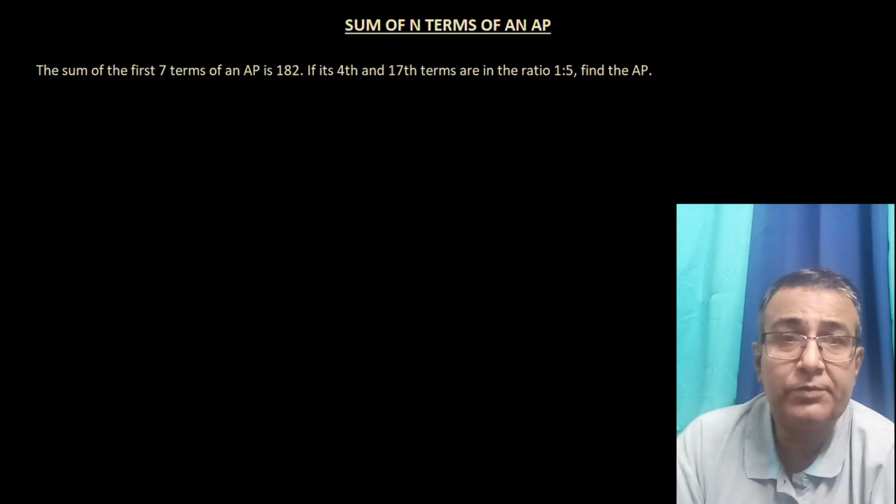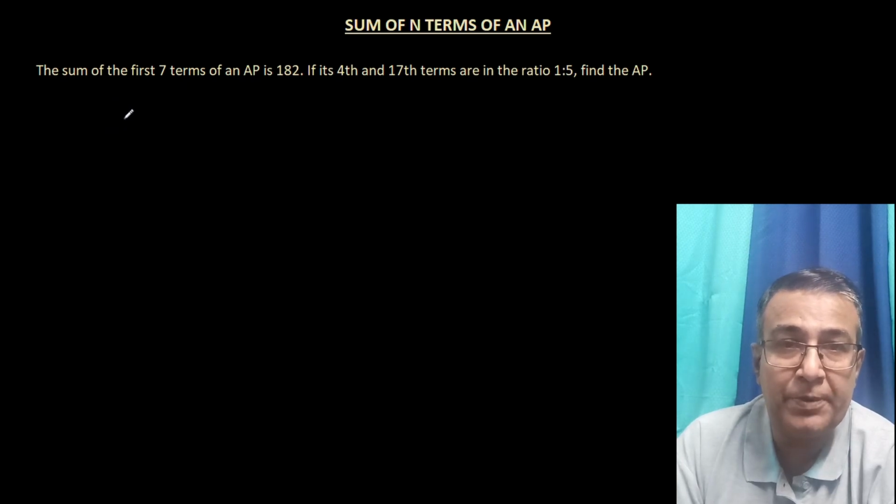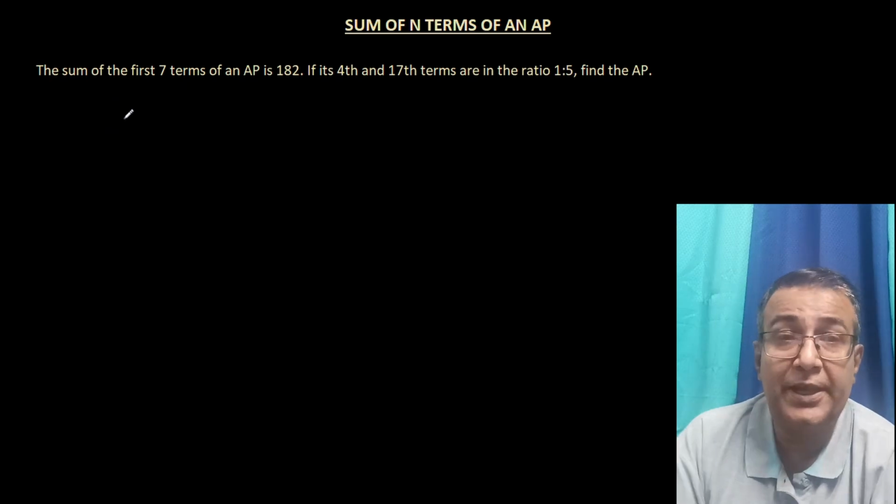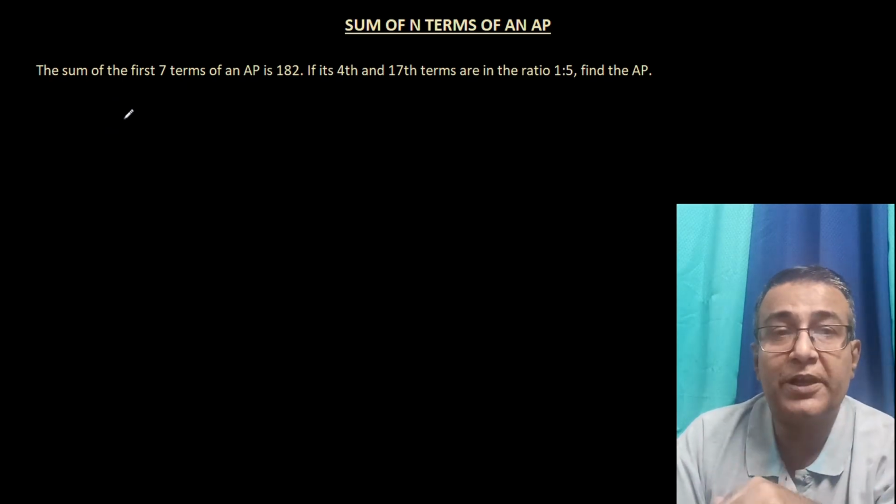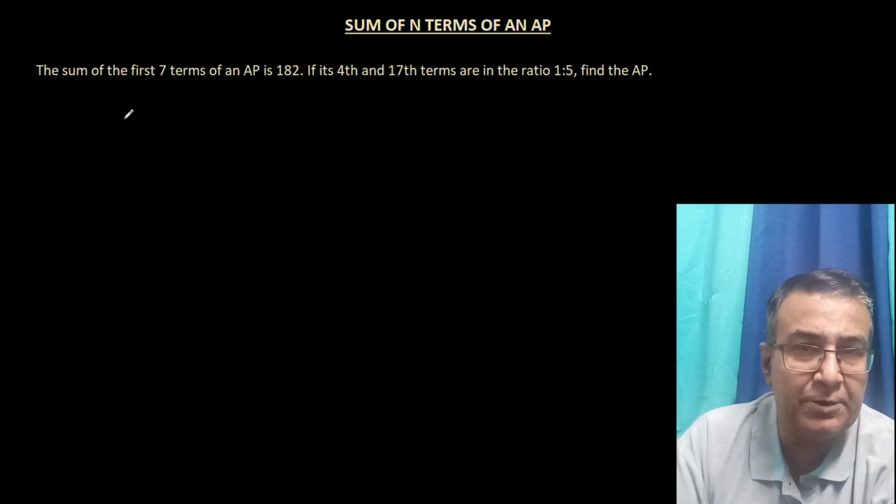Okay, for the next question, we have that the sum of the first 7 terms of an AP is 182. And if the 4th and the 17th terms of the AP are in the ratio 1:5, we have to find the AP. So again, the process remains the same. Pause the video, solve the question, put your answer in the comment box and play the video again.